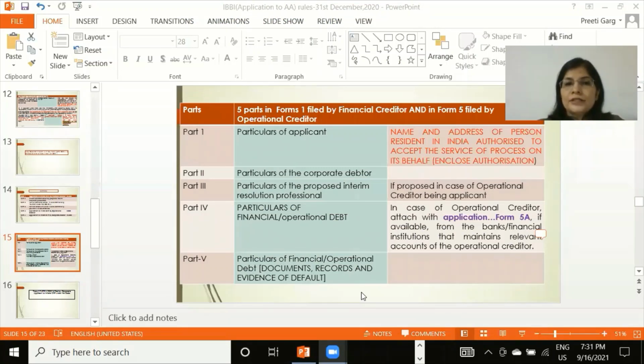So how many parts are there in Form 1 and Form 5? There are 5. Part 1 is the particulars of the applicant. Part 2 is the particulars of the corporate debtor. Part 3 is the proposed IRP. Part 4 is the particulars of the financial or operational debt. And Part 5 is for the documents, reports, and evidence of defaults attached herewith.